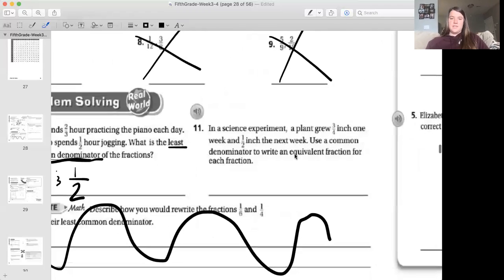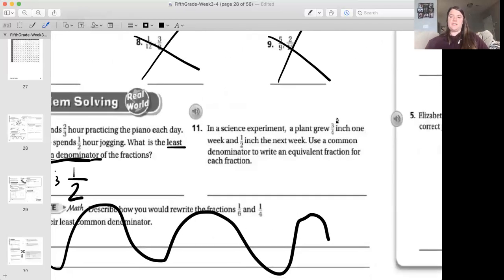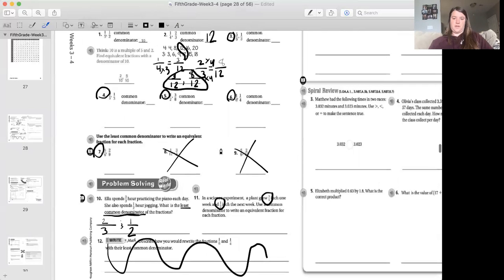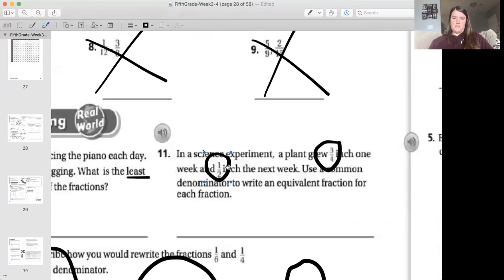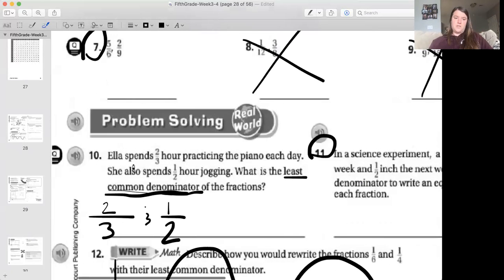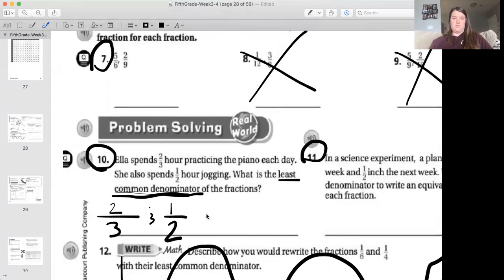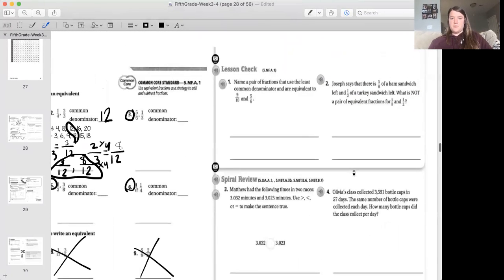And then number 11, it says, in a science experiment, a plant grew 3/4 of an inch one week and 1/2 an inch the next. Use a common denominator to write an equivalent fraction for each. So now you're taking those two fractions, 3/4 and 1/2, and you are going to find the common denominator and then write the two new fractions, just like you did up above, okay? I'm going to delete these so you can actually read that again. So you also need to do number 11. You need to finish number 10. It won't take you long. That one's quick. Then we're going to come over to this side.